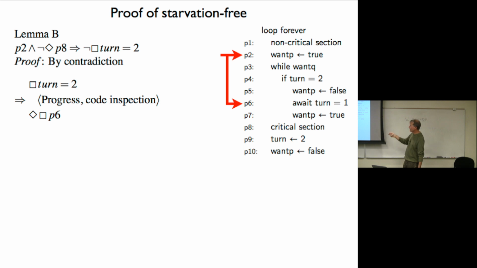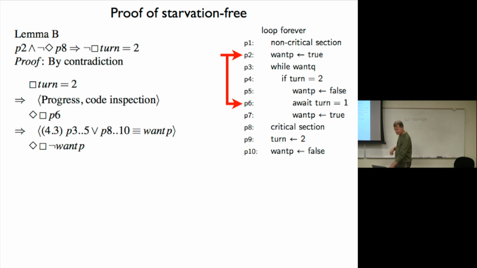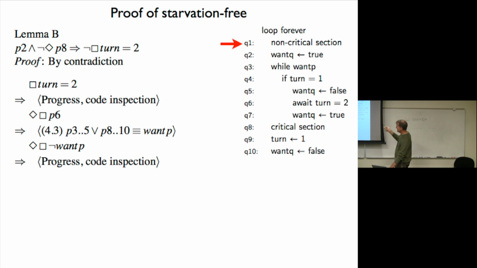Okay, so therefore what we have is eventually always P6. But by 4.3, P3.5 or P8.10 equals want P. So what do we have, like we did before? Eventually always not want P, right? So now if we have eventually always not want P, what happens? Now we can do progress by code inspection.